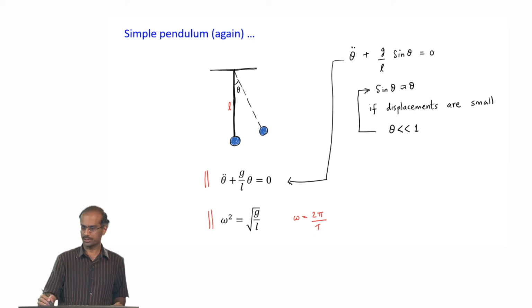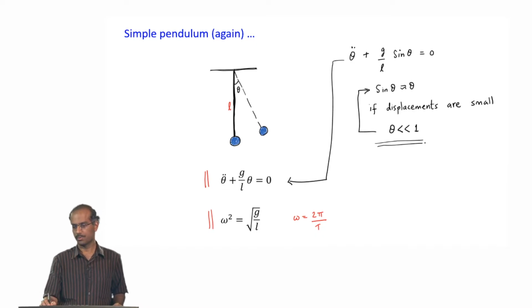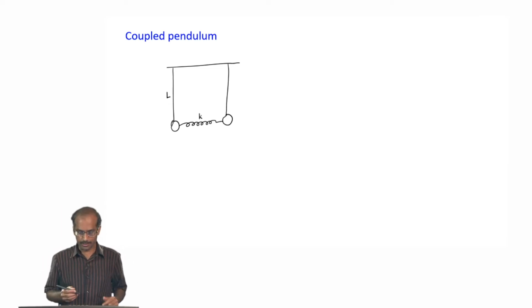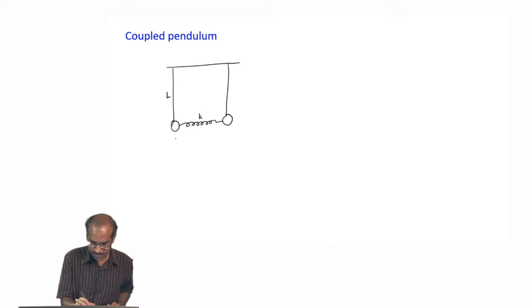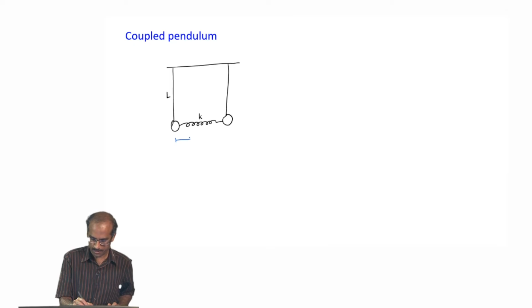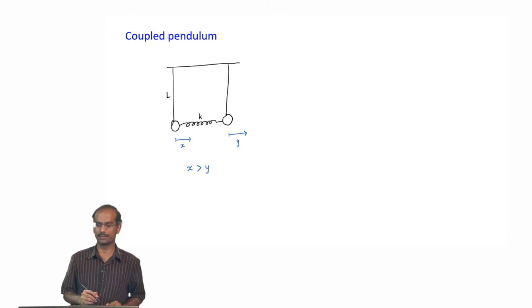So, we are going to stick to this so-called small angle approximation even in the case of the coupled pendulum. To begin with, we need to write the equations of motion. Let me first call the left-hand side pendulum the x pendulum, and let us say I am displacing it by an amount x, and the pendulum on the right-hand side I am displacing by an amount y. I am going to make a general assumption that x is greater than y.